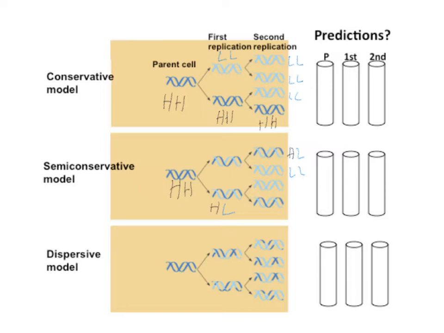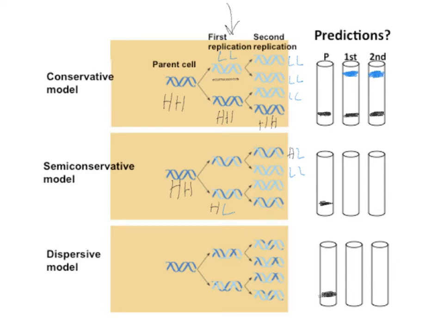So if it's heavy, it's going to fall to the bottom of the tube right here, right? So in the parent generation for all three of these hypotheses, when you spin it down, it's so heavy that it falls to the bottom of the tube. Then if we look at this first replication for the conservative model, you can see that we still have that heavy strand, but then we've got this strand right here that's light, so it's going to end up at the top of the tube somewhere, right? And then in the third round, we have this heavy strand that's falling at the bottom, and then we have three of these light strands that are falling up at the top, right?